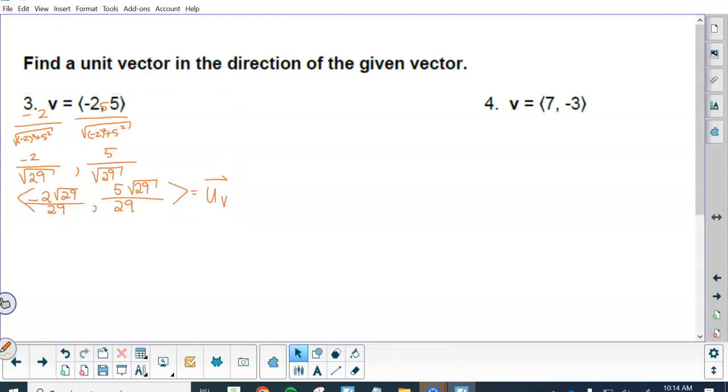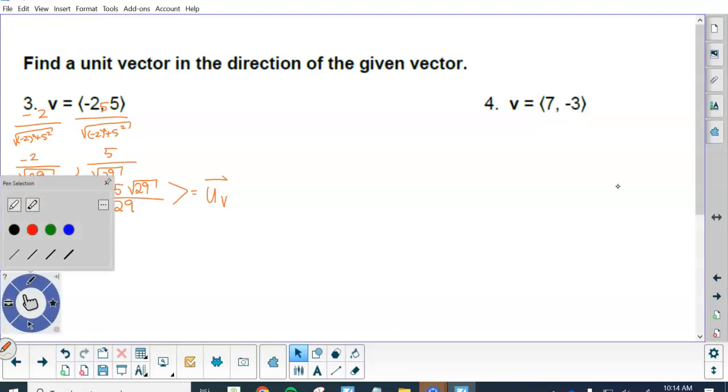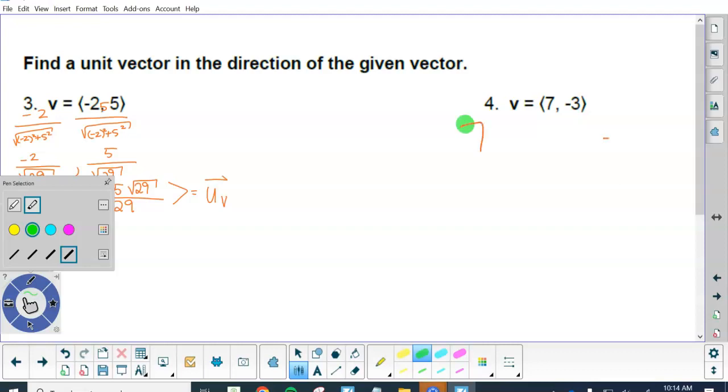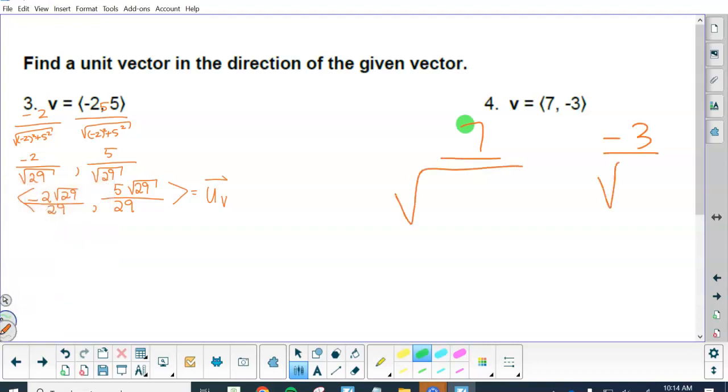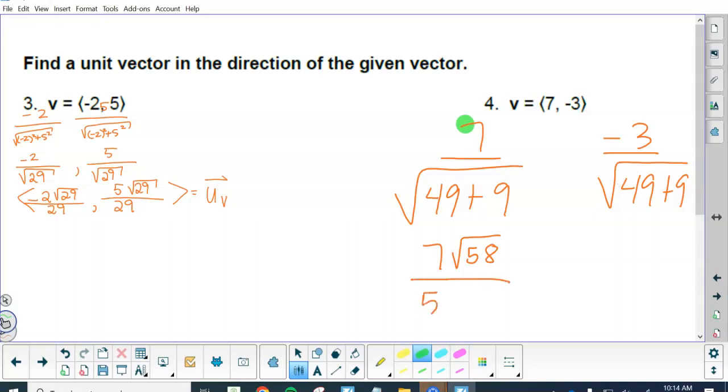All right, let's go ahead and take a look at number 4. For problem number 4, we're going to do the same thing all over again. It is going to be 7 and -3. The magnitude is going to be the square root of 58, 49 plus 9. Y'all, there's no perfects in 58, but you have to rationalize the denominators. So this is going to be 7 root 58 over 58, -3 root 58 over 58. This is the component form for the unit vector.